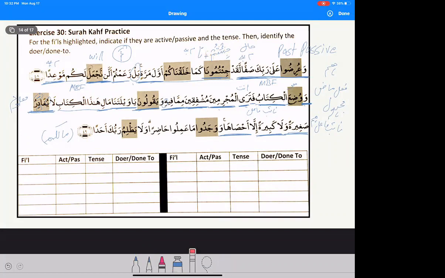Wajadu, so again this is our ataf, wajadu, and they found ma amilu. So what do you think about wajadu? Past active. Active. And file is hum. So they found ma amilu, again hum, whatever they did, hadiran, present. This is our maf'ul. Wala yazlimu. What do you think about wala yazlimu? It's present active. File is huwa. Rabbuka is our outside file. Sure, yes, fine. Okay, so your Rabb does not do wrong to anyone. Ahadan, maf'ulun bihi.